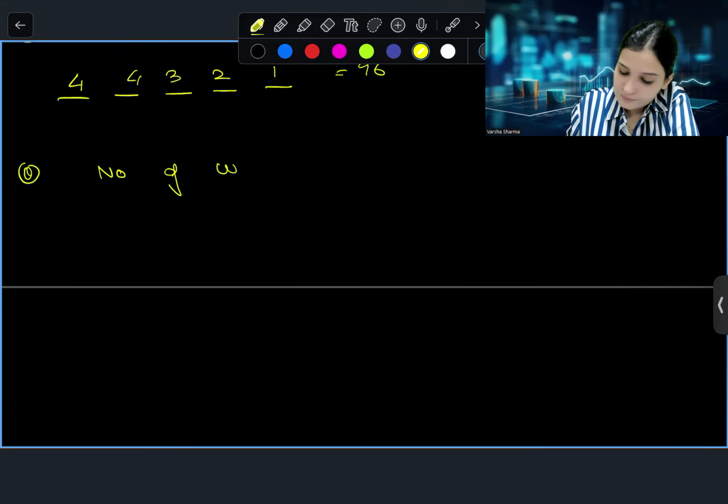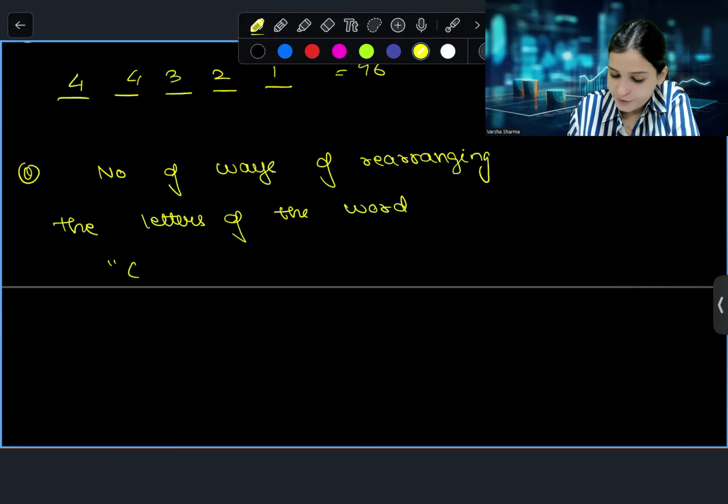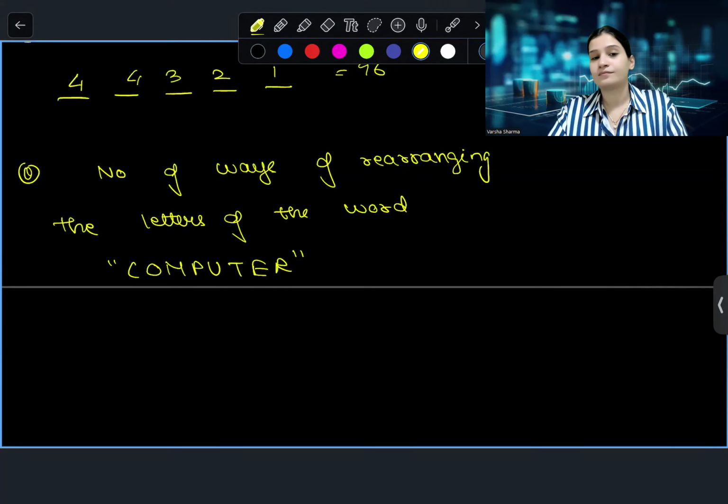Number of ways of rearranging the letters of the word computer. Eight factorial. Wrong.